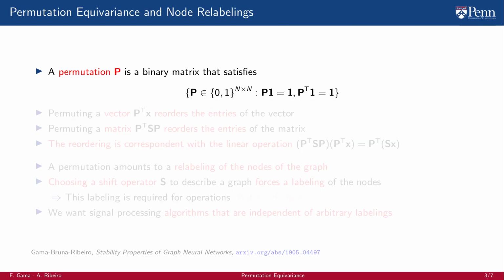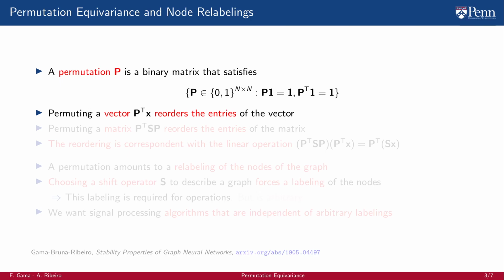A permutation P is a binary matrix that satisfies that the sum of its rows and its columns is 1. Since this matrix is binary, this means that we have a single 1 per column and a single 1 per row. Think of it as shuffling the identity matrix so that no row nor column has more than one non-zero entry.